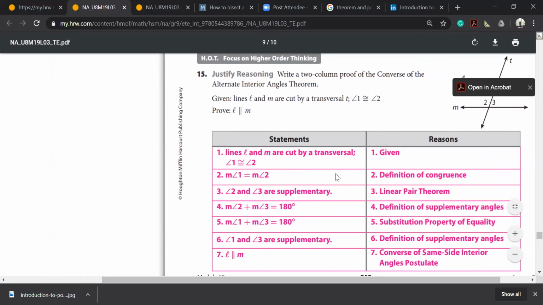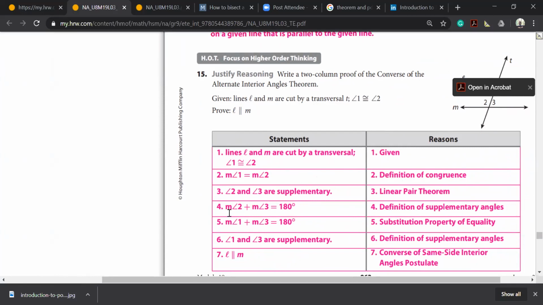You don't need to write this even. Angle 1 is congruent to angle 2 is enough. Angle 2 and angle 3 are supplementary. Why? Because they are a linear pair, right? So angle 2 plus angle 3 is 180. This is the definition of supplementary, right?